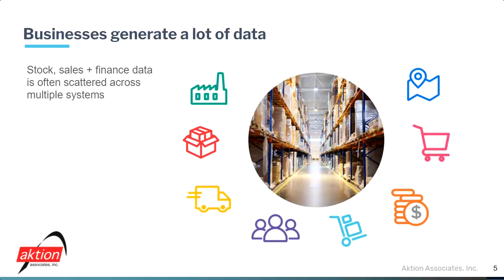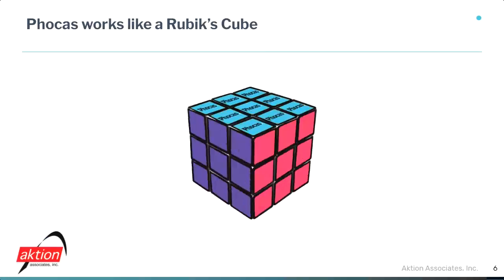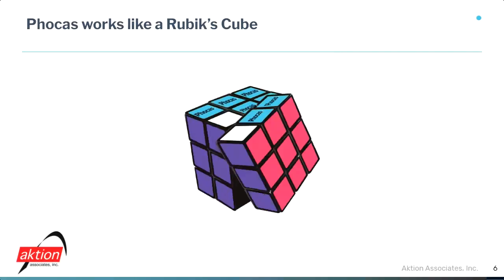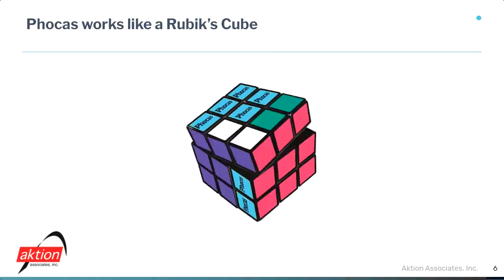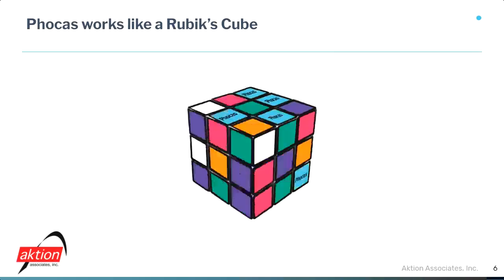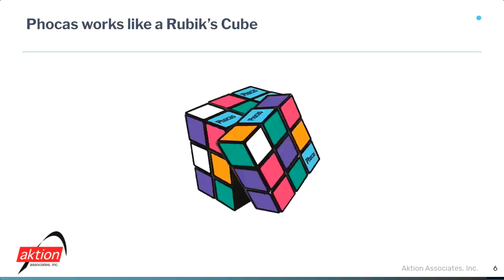So we like to say that Phocas works like a Rubik's Cube. We're going to solve that puzzle for you and take all of that scattered data and all the different colors and put it all together into a solution. And we'll do the solving for you so that you don't have to figure out the right combination to get the answer that you're looking for.